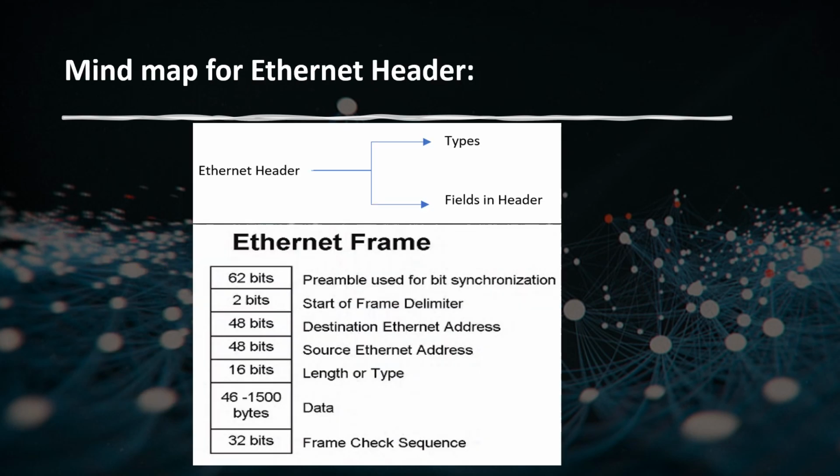This is the basic mind map for the Ethernet header. So if you see the Ethernet header, what types of Ethernet header there are and what the fields in them are: preamble, start of frame delimiter, destination Ethernet address, source Ethernet address, length or type, data, and frame check sequence. These are the fields in the Ethernet frame.